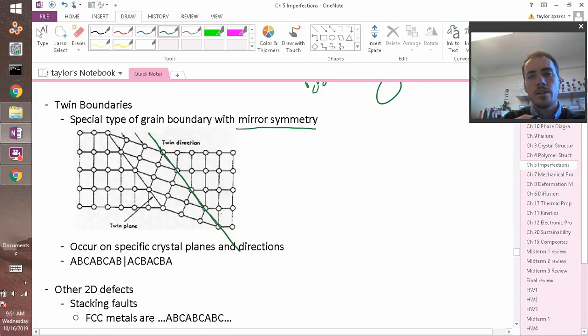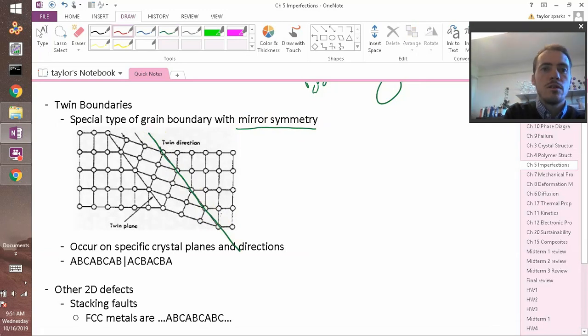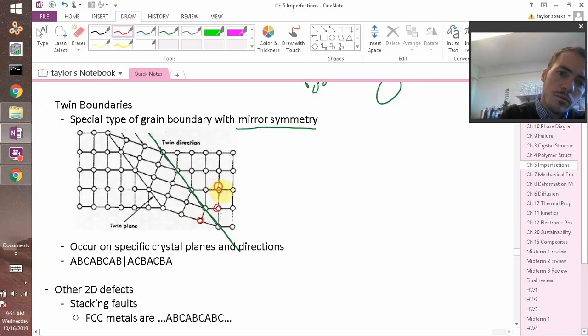Now look on both sides of that. On both sides of that, you should see mirror symmetry. This atom is mirrored by that atom. This one by that one. This one by that one. It preserves mirror symmetry. So twins are a special type of grain boundary. Here's another twin boundary. This one.